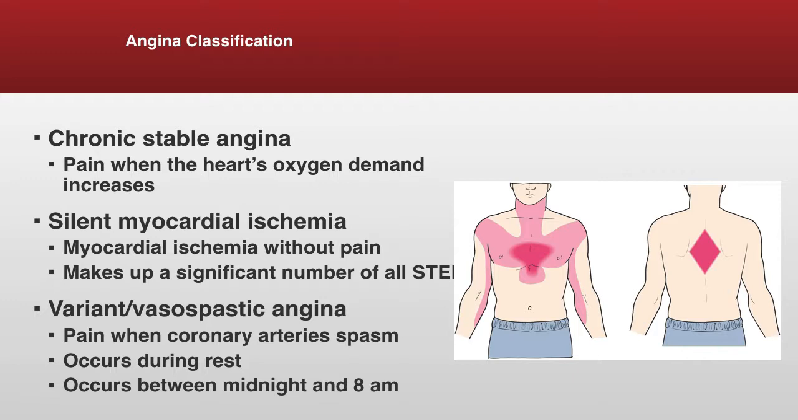One of the biggest symptoms of chronic ischemic heart disease is angina. And angina is classified as chronic stable angina, which means that there's pain when the heart's oxygen demand increases, which you might expect to happen. Kind of like what we talked about, how when somebody goes out in the cold and they start shoveling snow, they'll start getting angina. That doesn't mean they're having a heart attack, but it does mean that that heart is saying that it's not getting enough oxygen.